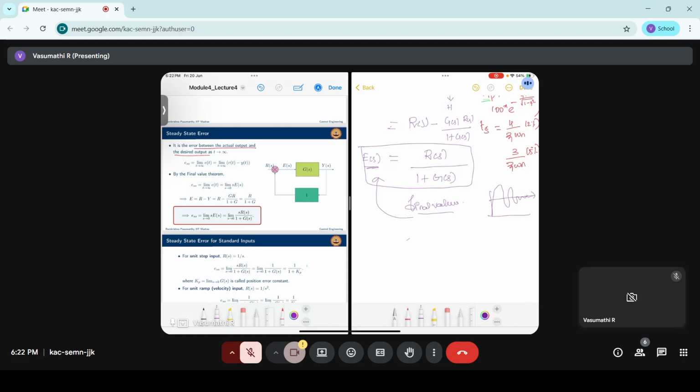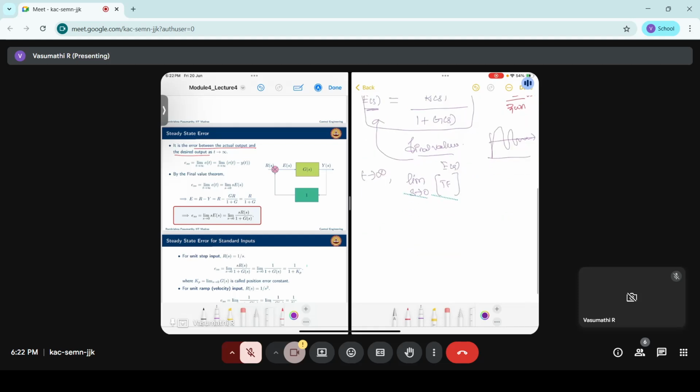The final value theorem states that if you want to find the value as t tends to infinity, you would be using limit s tends to 0 of s times the transfer function, whatever transfer function you want to find. Here I am interested in finding the E of S transfer function. So I'm going to use the final value theorem here. The final formula will be limit s tends to 0 of s into E of S. That's it. So E of S you already know. How can I expand this? Limit s tends to 0, s into R of S divided by 1 plus G of S.